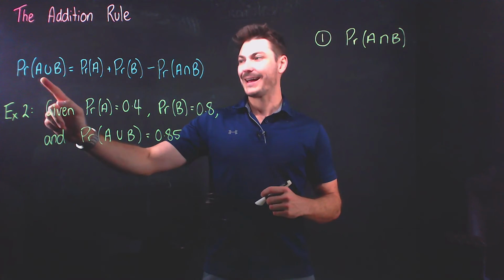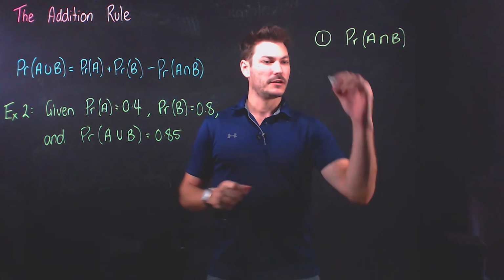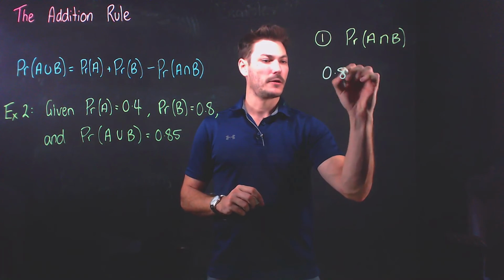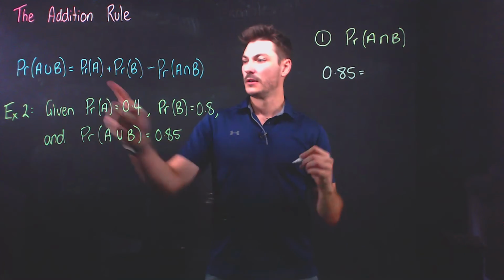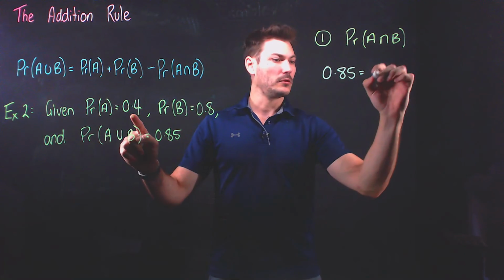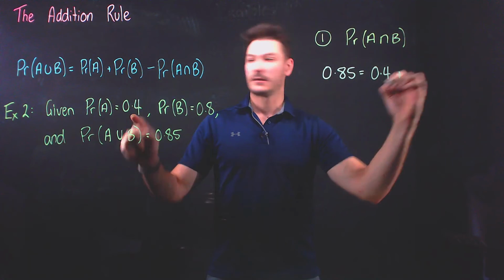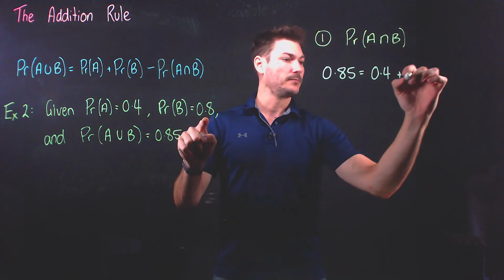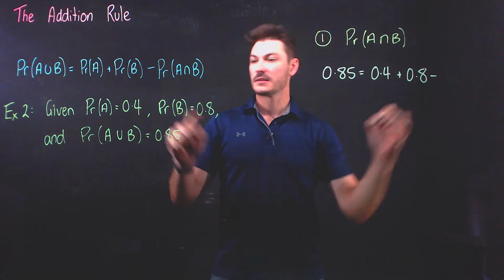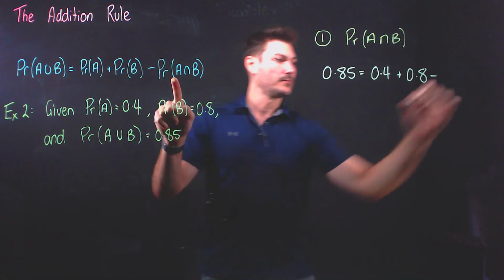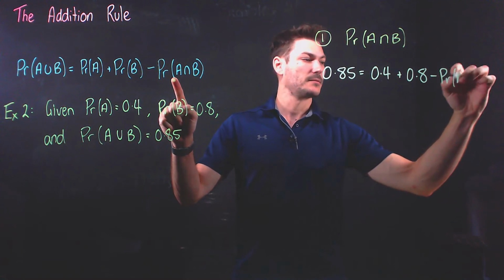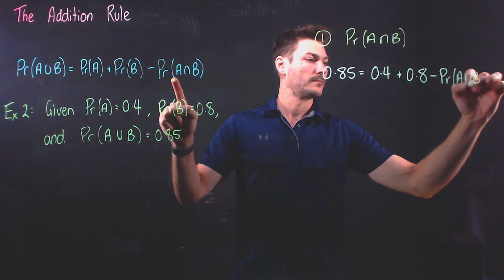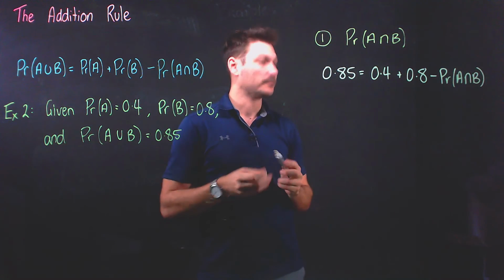So I'm going to substitute what I know into this equation from these elements. So the probability of A union B is this 0.85. So I'm going to start with 0.85 must be equal to the probability of A, which is 0.4, plus the probability of B, which is 0.8, minus the probability of the intersection between them, and that's just going to have to stay as it is, because that's what we're trying to solve for.